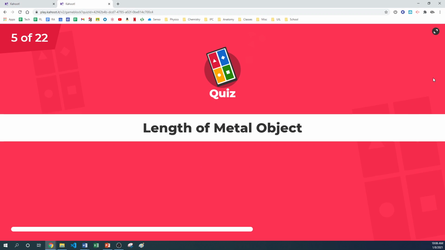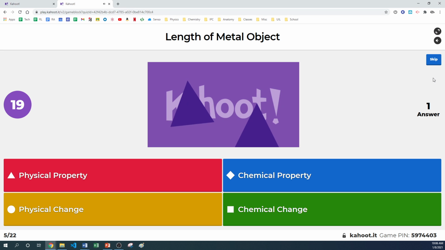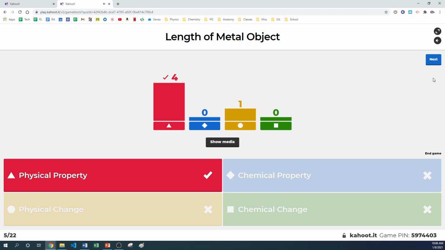Length of a metal object. No! Dang it. My computer like that.